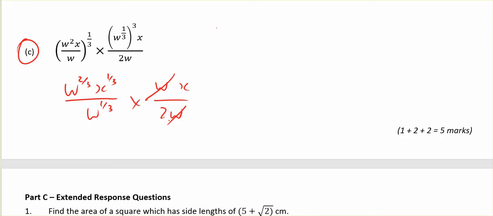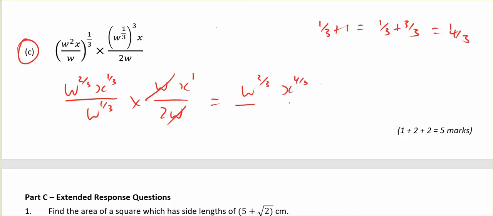All right, we'll have to bite the bullet with the rest. Okay, so we've got w^(2/3) at the top, and we combine the x's. So we've got x^(1/3), and x is like x to 1. So a third plus 1 is the same as a third. Well, we need to get the 1 into thirds, so that's 3/3. So a third plus 3/3 is 4/3. Okay, so x to the power 4/3 divided by 2w^(1/3).